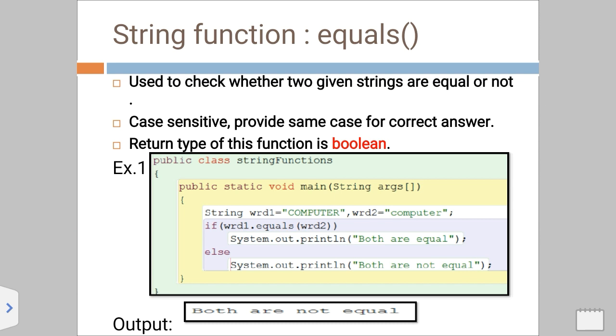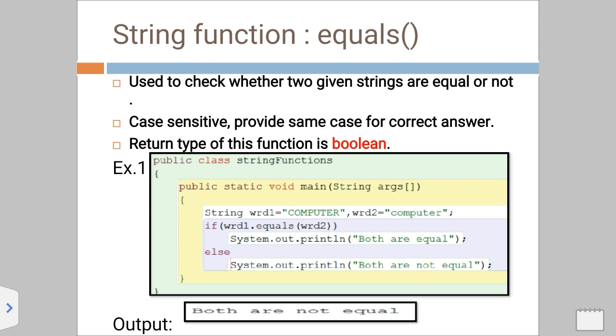First one is equals function. Equals function checks whether both the strings are equal or not. What you have to remember is that it is case sensitive. You have to provide the same case if you want the correct answer. It provides us boolean as a return data type.